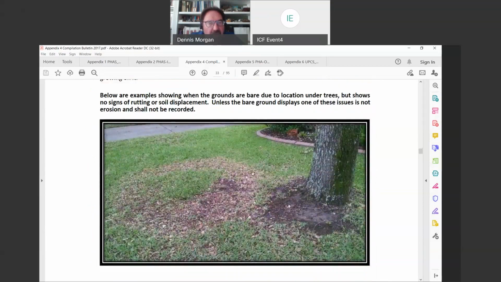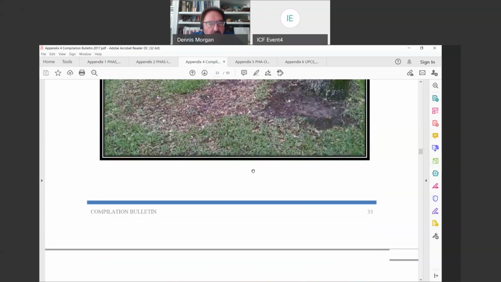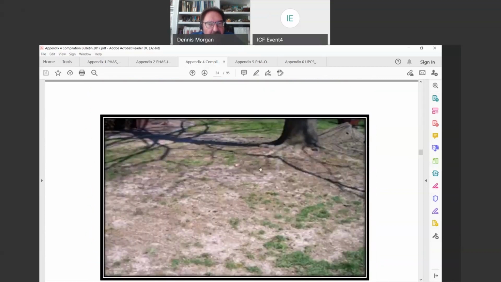Inspectors in some areas were recording these as deficiencies as site erosion. That is not site erosion. That is not causing a particular deficiency, and HUD says that is not a recordable deficiency. This bare area here underneath these trees is not necessarily a recordable deficiency.